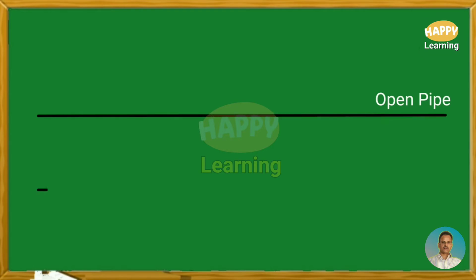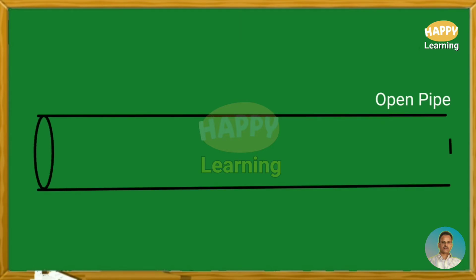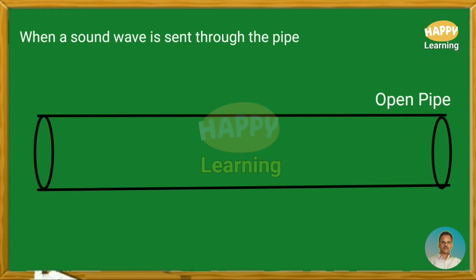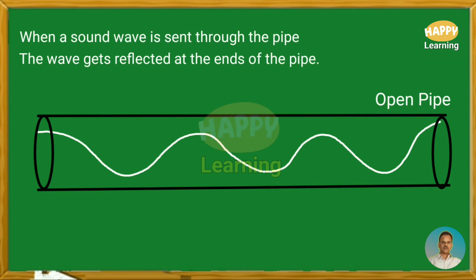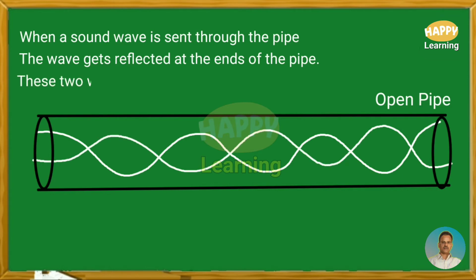This is a typical open pipe, a cylindrical tube open at both ends. When a sound wave is sent through the pipe, this is the wave. The wave gets reflected at the ends of the pipe, so this is the reflected wave. These two waves form longitudinal stationary waves.